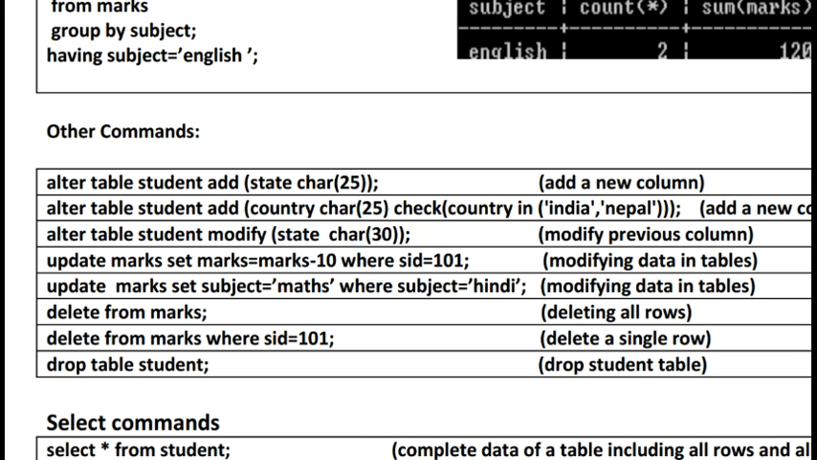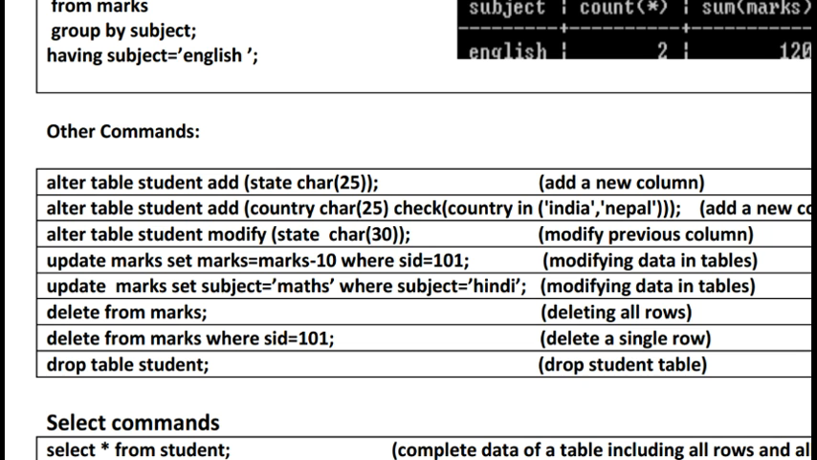Here are important UPDATE command examples. UPDATE marks, where marks is our table name, SET marks = marks - 10. So every student's marks would be deducted by 10, but not every one, only WHERE SID = 101. Only student ID 101 will have 10 marks deducted. Only the selected student will have marks reduced by 10.